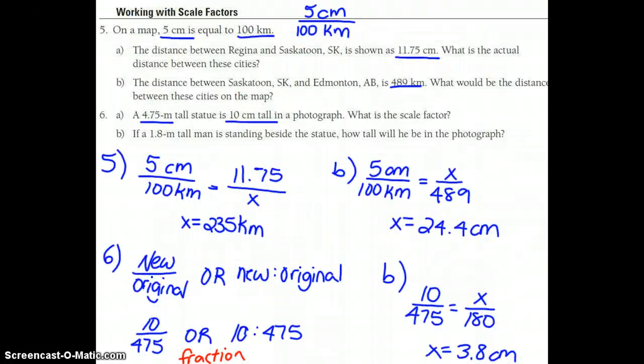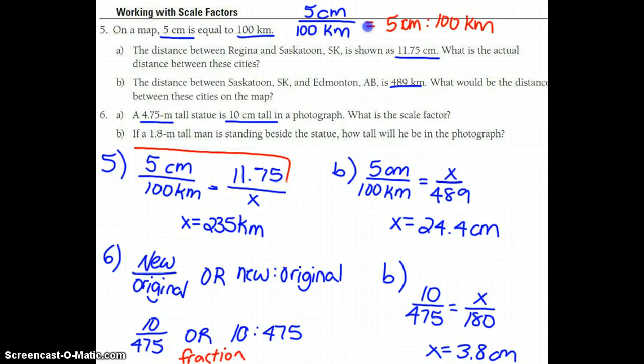Number 5, scale factor. So on a map, 5 centimeters is equal to 100 kilometers. So we could write that in different ways. We could write 5 centimeters over 100 kilometers. We could also write 5 centimeters as a ratio to 100 kilometers. The distance between Regina and Saskatoon is 11.75. What is the actual distance?